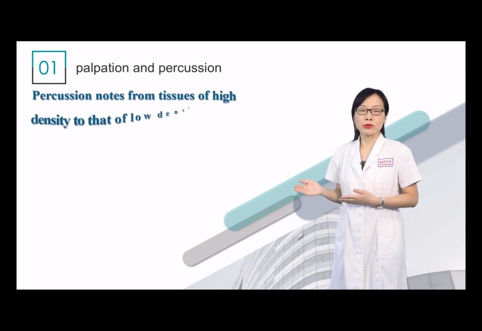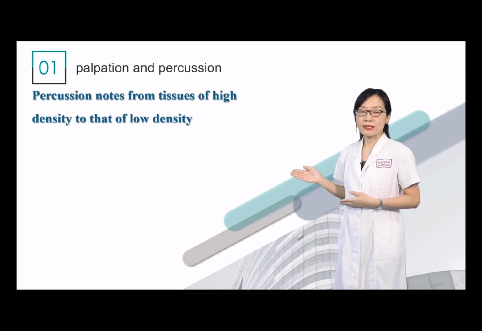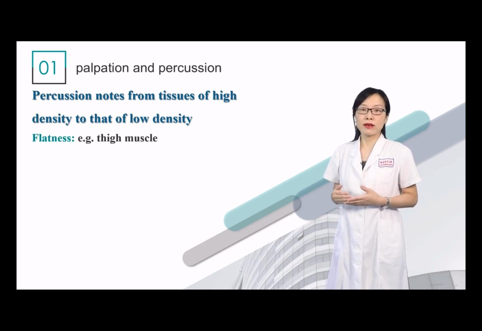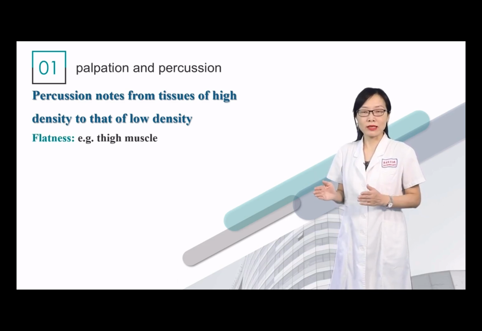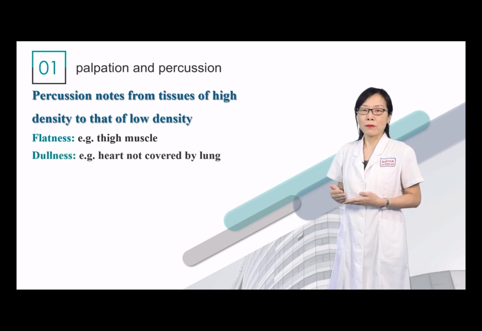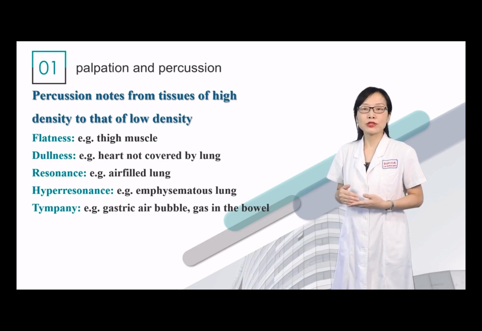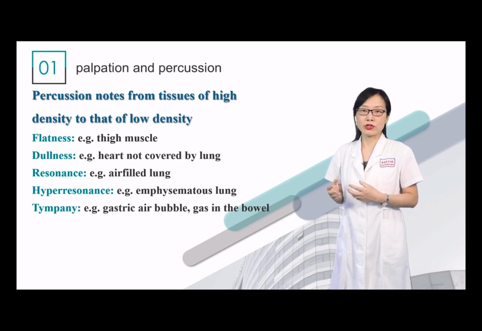Percussion notes from tissue of high density to that of low density are summarized as follows. For example, percussion of a large muscle mass, such as the thigh, produces a flat note. Percussion of a solid organ, such as the liver or heart not covered by lung, produces a dull, low amplitude, short duration note without resonance. Percussion of a structure containing air within a tissue, such as the lung, produces a resonant, higher amplitude, lower pitched note.